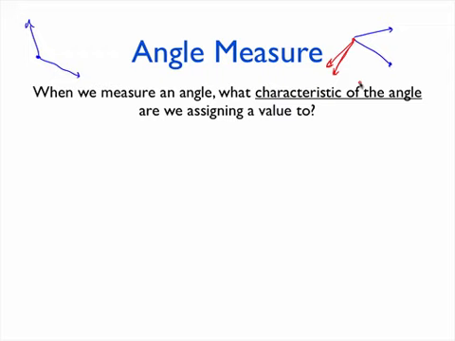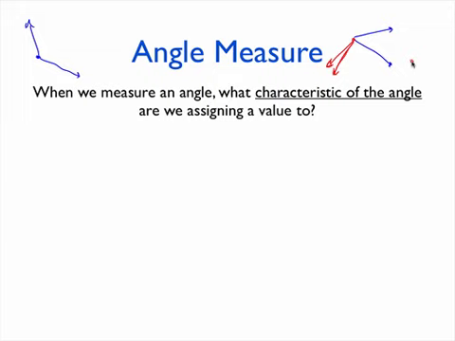Any other ideas? How far apart? Okay, so that's a good idea, but there's kind of a problem with it. Looking at this blue angle over here, why does how far the rays are apart not really work? As you get further from the vertex, what happens to the distance apart? Increases, right? So how far apart are these? Well, it depends on how far you are away from the vertex, you see.